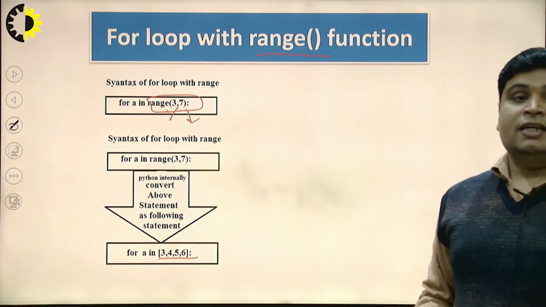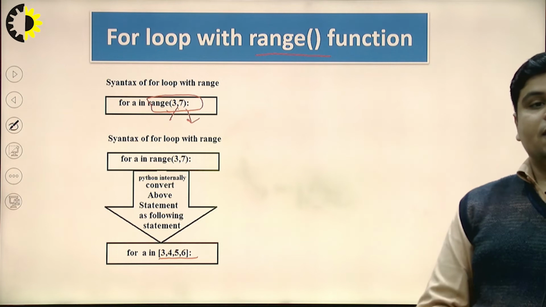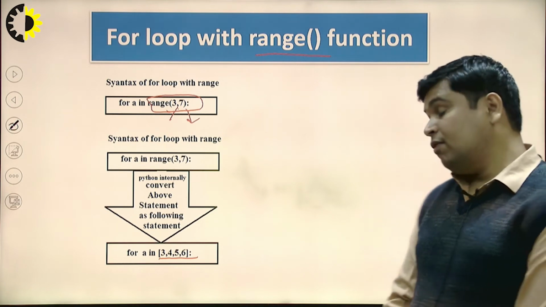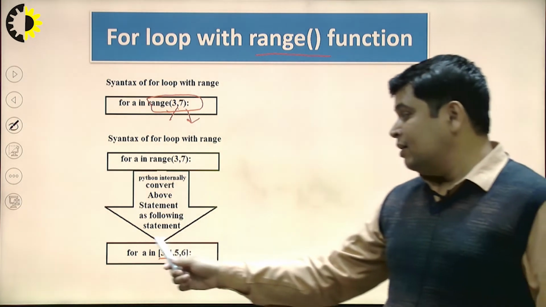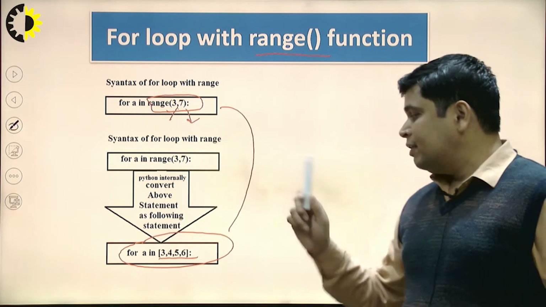Basically, for the syntax of for loop with range, you will see here Python internally converts the above statement into the following statement. Internally this piece of code will be converted like this.